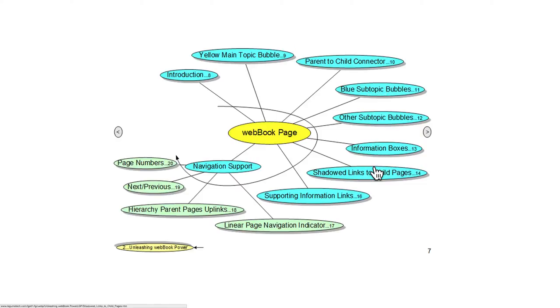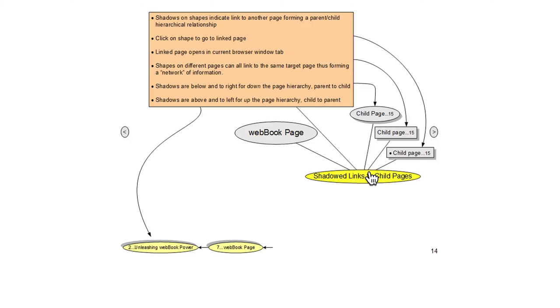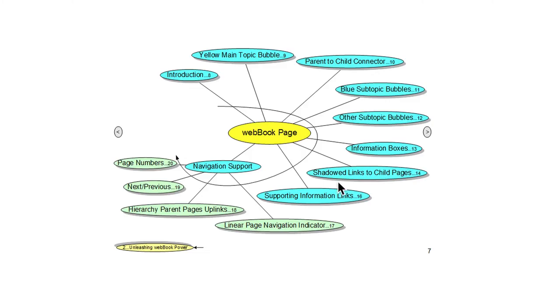Critical to understanding webbooks is this concept of shadow. See the shadow underneath this particular blue bubble here. This means that you can click on that shape and go to child pages. And so that's what the shadows are all about.